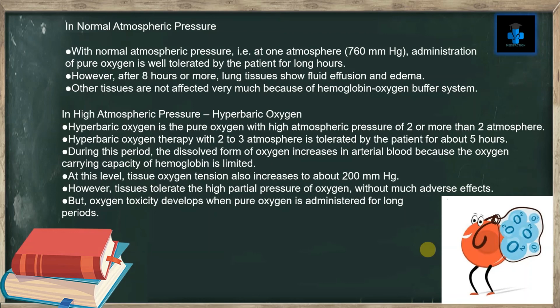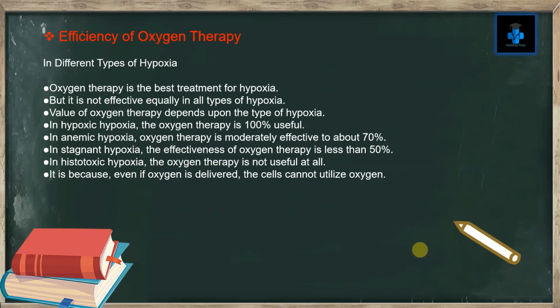However, tissues tolerate the high partial pressure of oxygen without much adverse effects. But oxygen toxicity develops when pure oxygen is administered for long periods. Efficiency of oxygen therapy in different types of hypoxia.